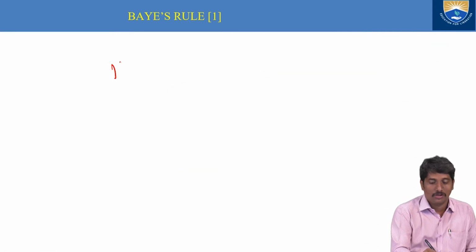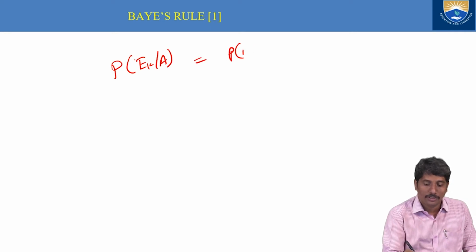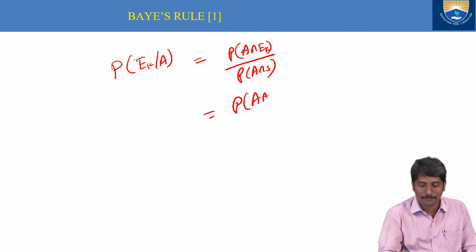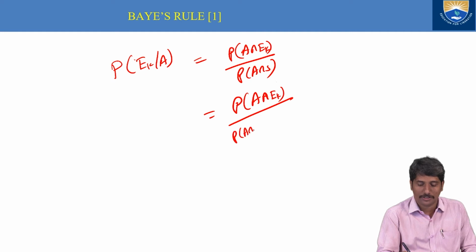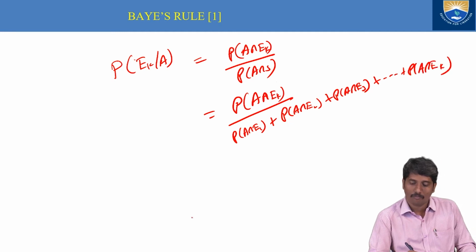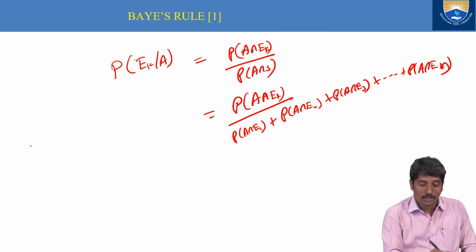Now by using this, let us go back to our calculation. P of EK given A, we obtained P of A intersection EK by P of A intersection S. Now, P of A intersection EK by P of A intersection S is, just now we obtained, P of A intersection E1 plus P of A intersection E2 plus P of A intersection E3, so on, P of A intersection EN.